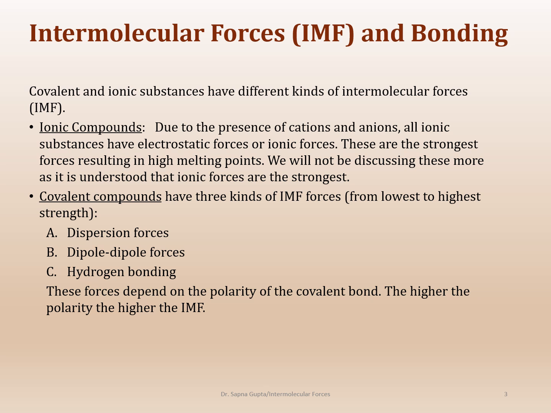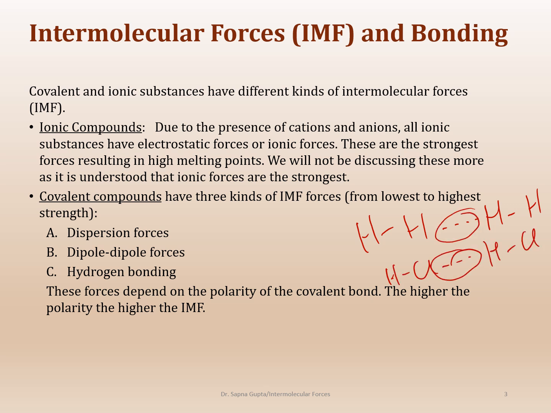If you have two molecules, like hydrogen interacting with another hydrogen versus HCl interacting with another HCl, this is the intermolecular force. It's about how hard or how easy it is to break those forces. For ionic compounds, it's the strongest force, so it's really hard to break that interaction. That's why ionic compounds are going to have really, really high melting points and boiling points.